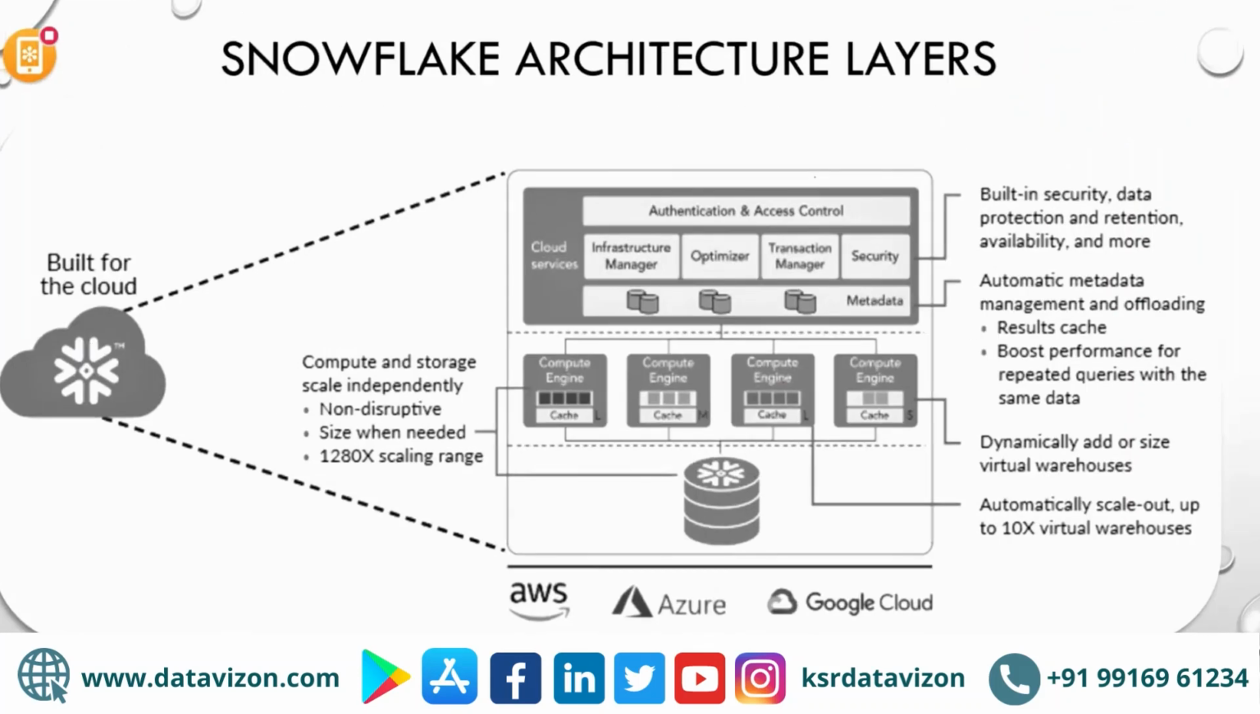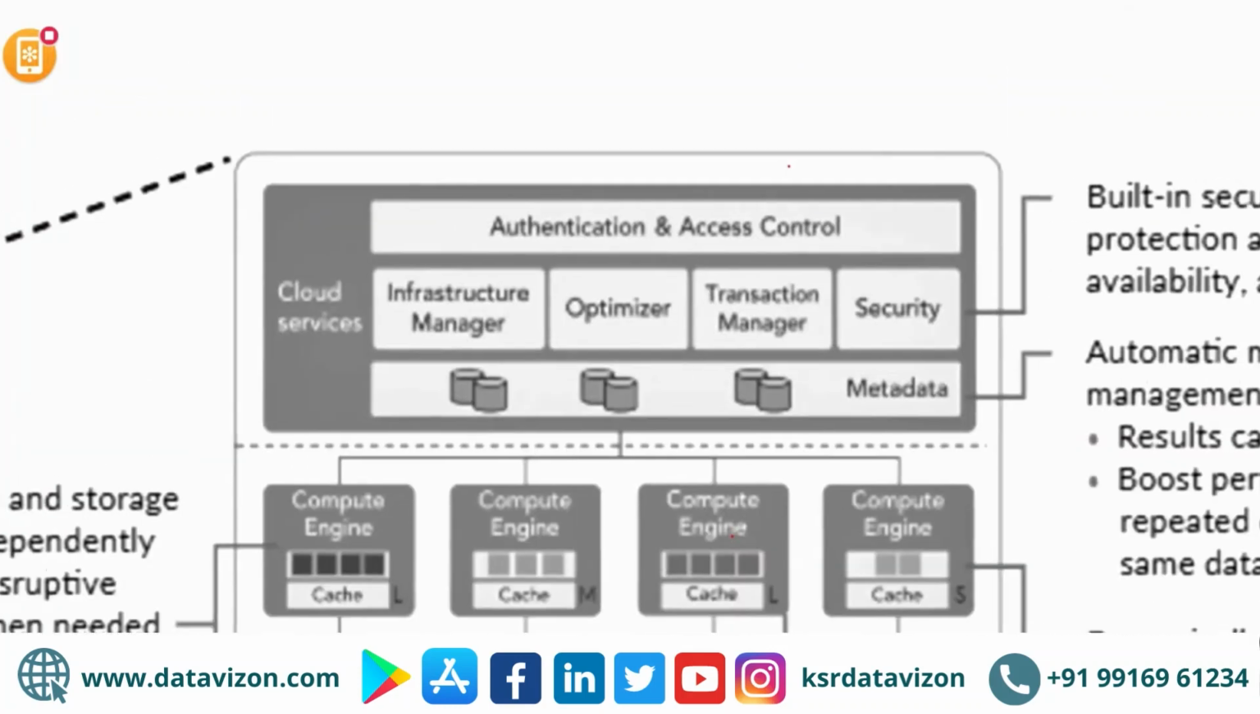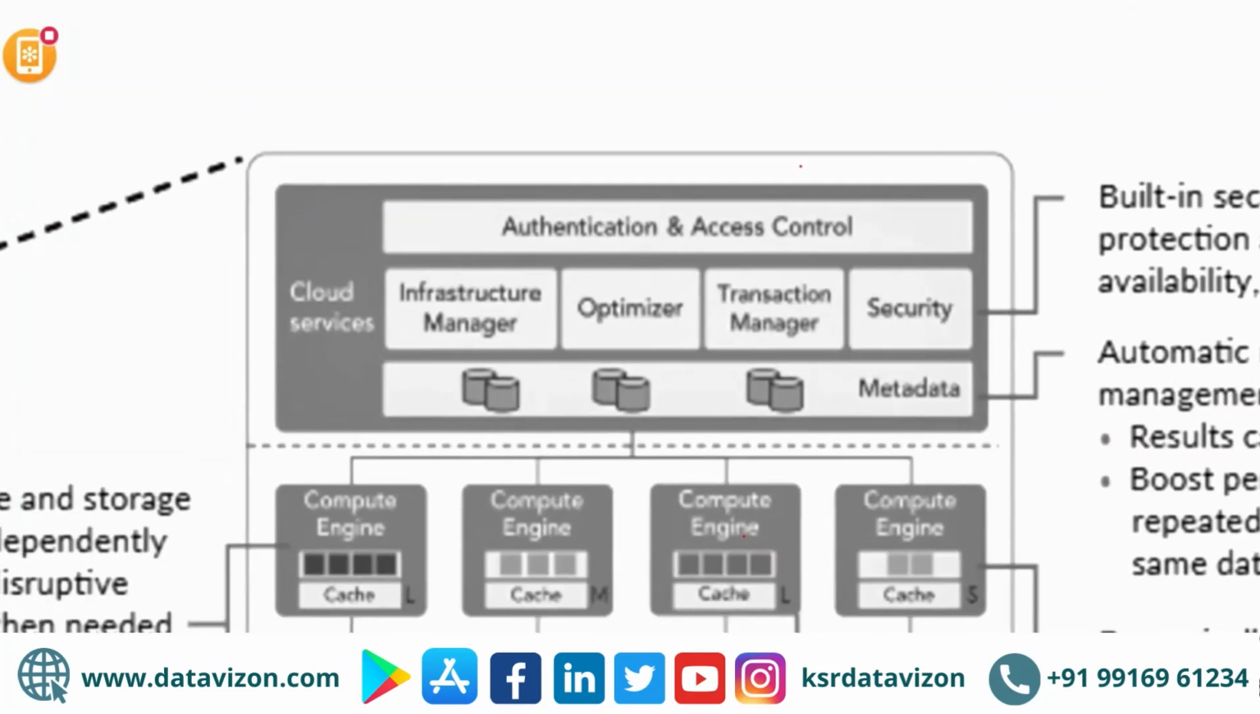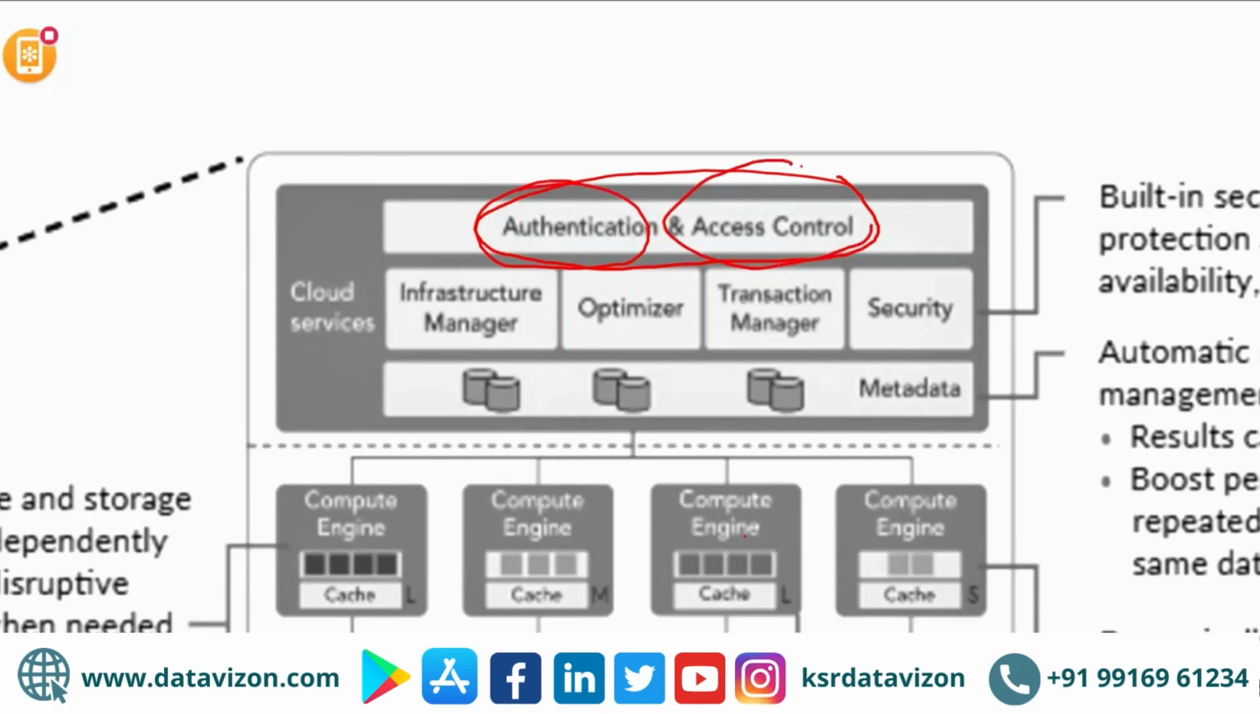When you observe the first layer, you can see authentication and access control. Authentication is nothing but, when an account has been created, for every account there are roles and logins, or multi-factor logins or single sign-on logins. All these authentications can be set up on Snowflake. Next one is access control. This is a major one we always need to know, what access control means.